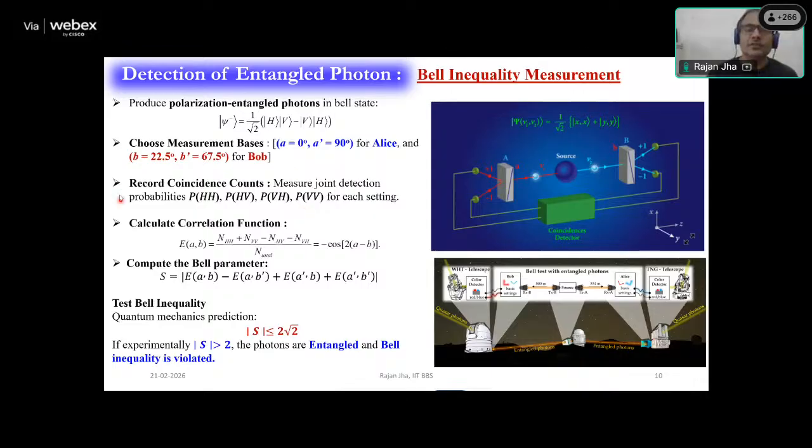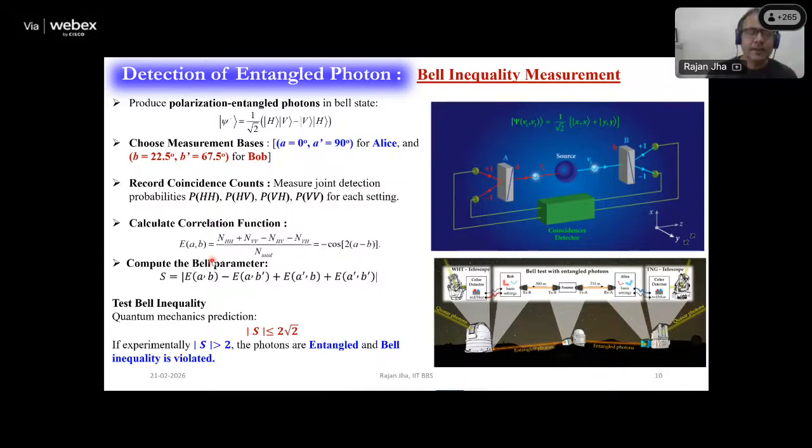And then you try to measure the coincidence. You measure the joint detection probability of horizontal and vertical combinations for each setting. You measure them using the coincidence detector at different places, and then you try to calculate the correlation function. Now this is a correlation function. You can look into the literature for more details about that.